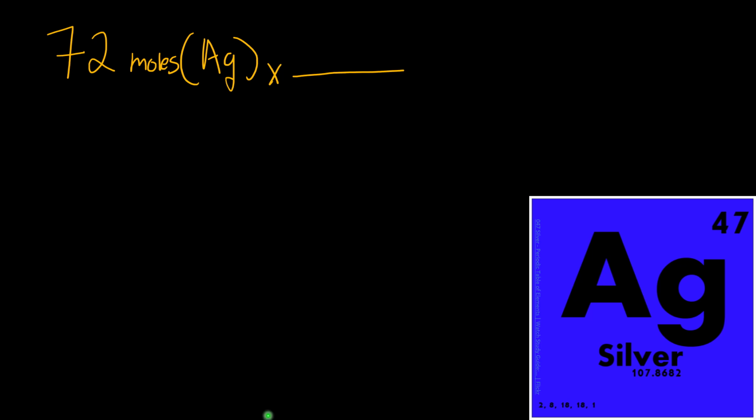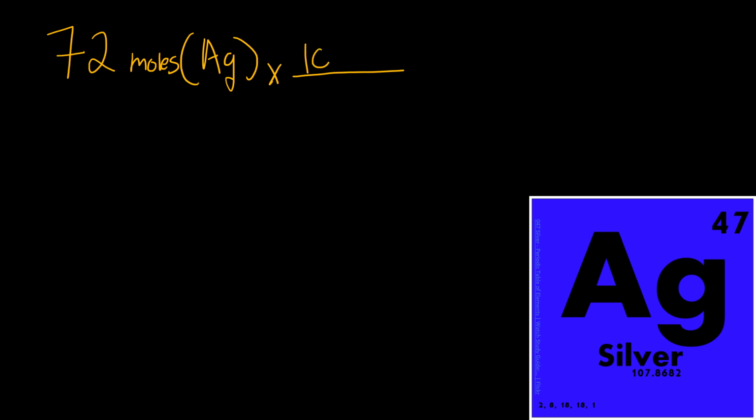Alrighty, so let's talk about it. So we have 72 moles of silver, and we want to convert it to grams. We know the atomic mass of silver is going to be 107.868. That means that 107.868 grams of silver is going to equal 1 mole. So we just write an equation that represents that.